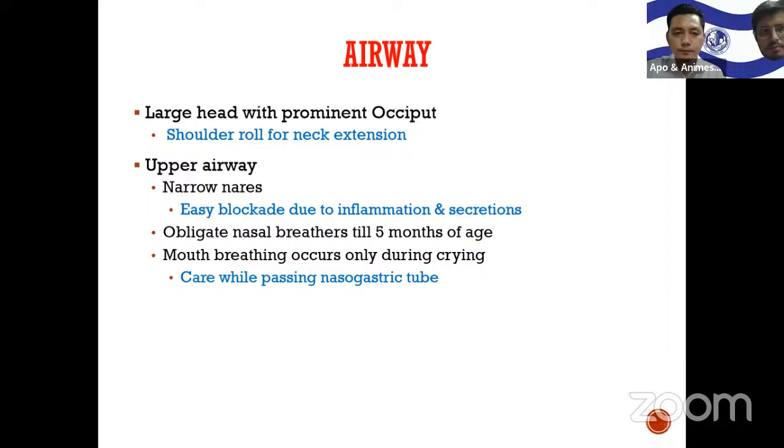They are obligate nasal breathers till 5 months of age, and mouth breathing occurs only during crying. Therefore, care must be taken while passing a nasogastric tube in the pediatric age group, and nasal intubation should be avoided, especially below 6 months of age.